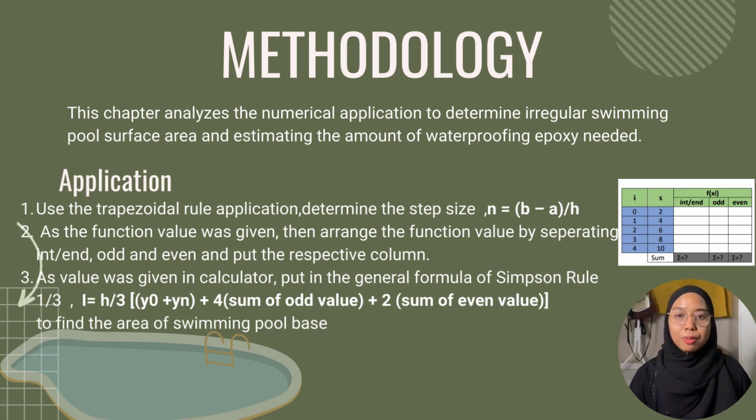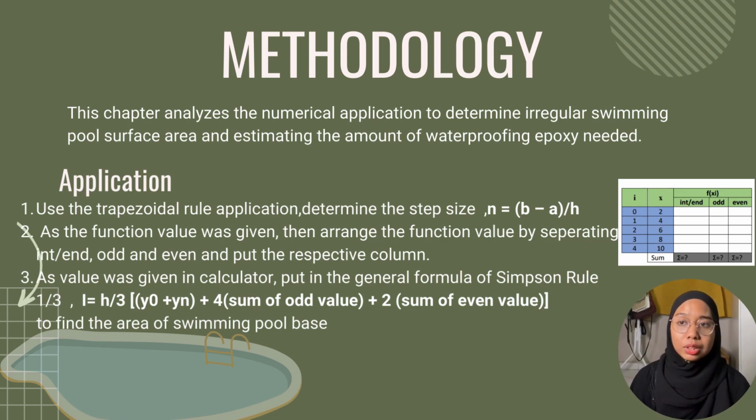Hi, my name is Umi Hafsah binti Muhammad Zaini, and I'm going to present the methodology part. In this project, we need to analyze the numerical application to determine the surface area of an irregular swimming pool. We use the meter square, and by that we can estimate how many kilos of waterproofing epoxy we can order to coat the swimming pool base.